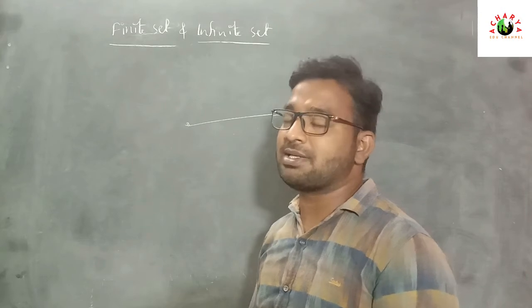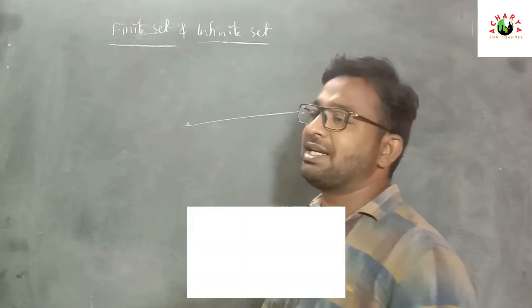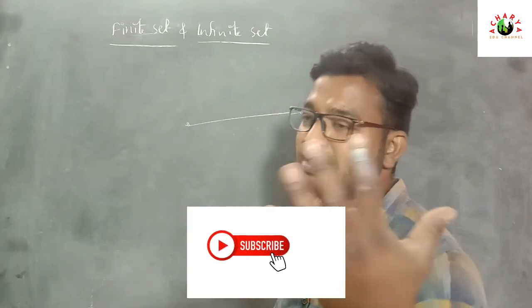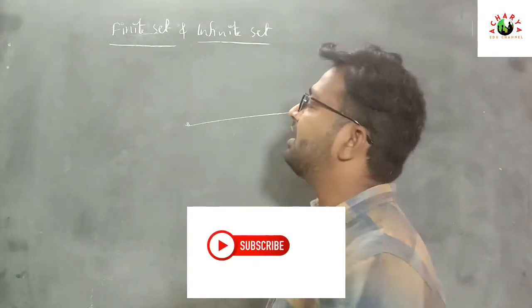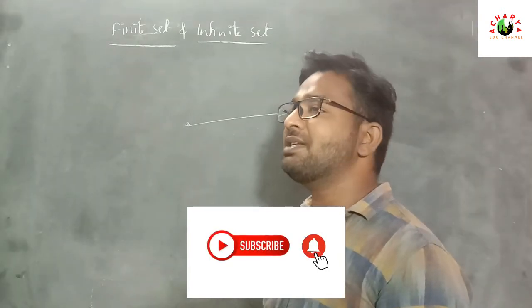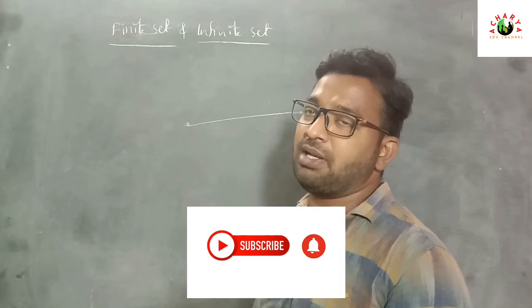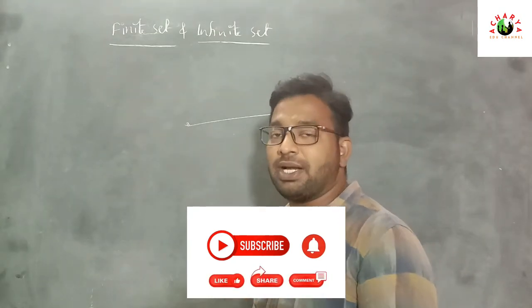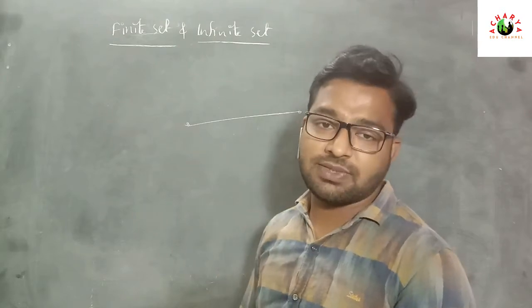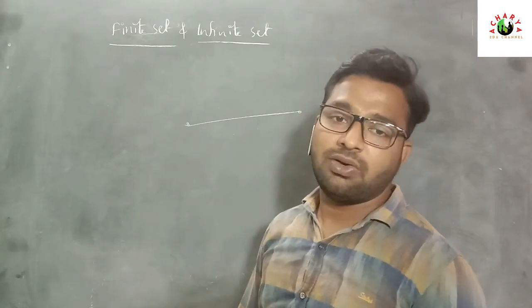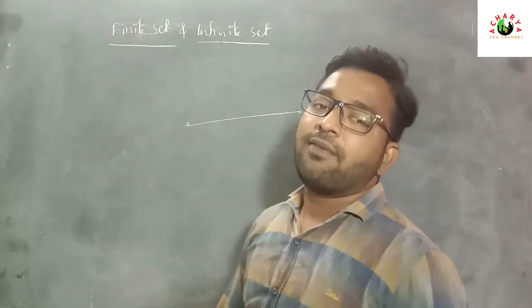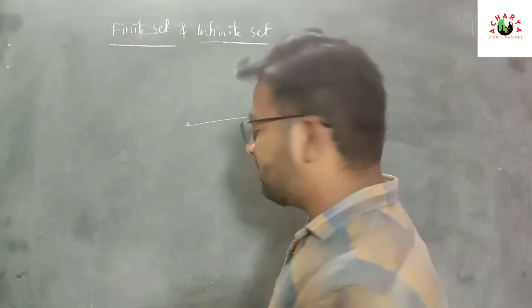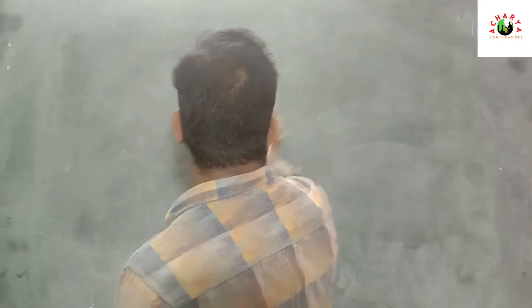If no limits are given, set of prime numbers, set of natural numbers, set of whole numbers, these are all infinite sets. Finite set means limits are given: set of prime numbers from 1 to 10, set of natural numbers below 100, set of whole numbers from 20 to 30. Like that, when limits are given, that is a finite set. Next one, the last topic is cardinal number of sets.